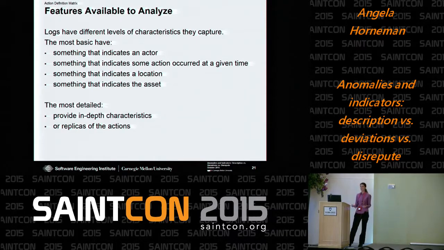When we make our definitions based on the actions, we have to make our definitions use the data we can see. We can't use the detailed fields from an in-depth log if we only have the most basic fields. If we only know the actor and location, then we can't say it happened on a Windows machine, unless, of course, that is indicated by the asset.